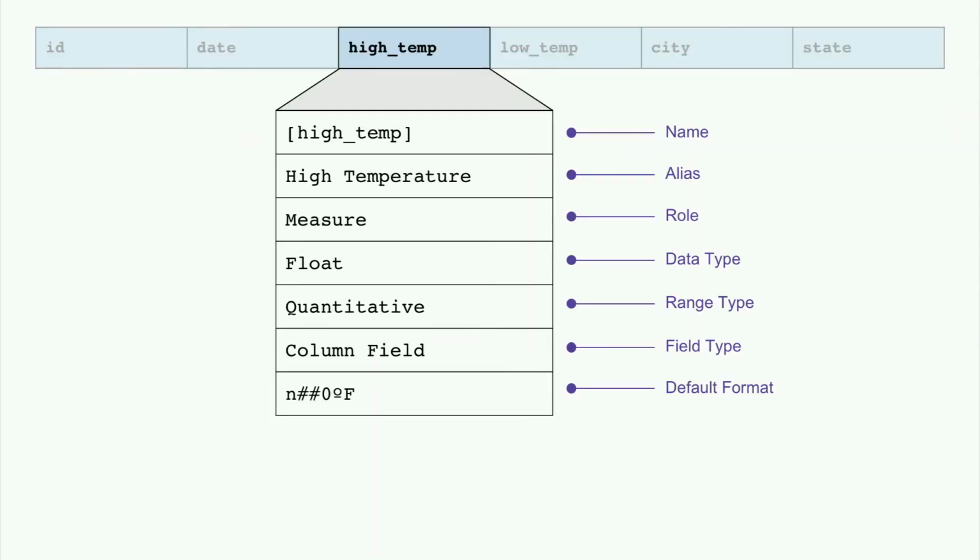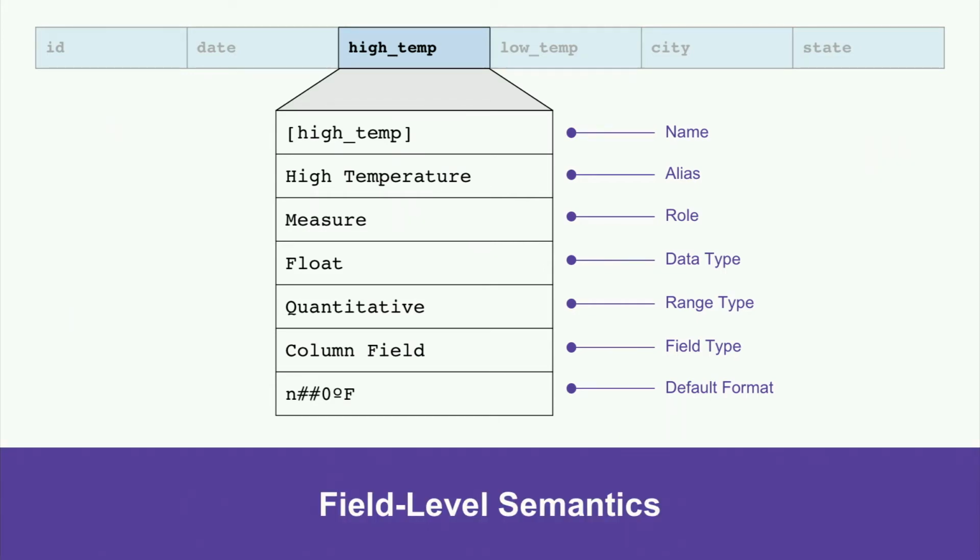If you look at the fields, we have a bunch of metadata there as well. We know what the field's name is. We know whether or not it can be aggregated using the measure or dimension classification. We also have information like what the value should be formatted as when shown in the view. This, for example, is how we determine whether or not a field is a currency or a percentage or something of that sort. These are all different field-level semantics.